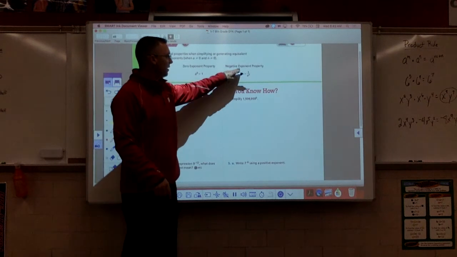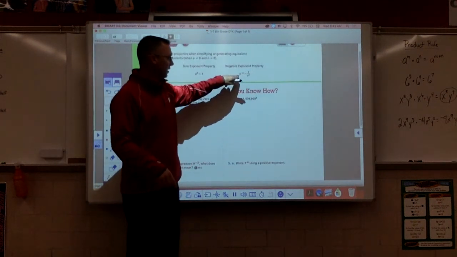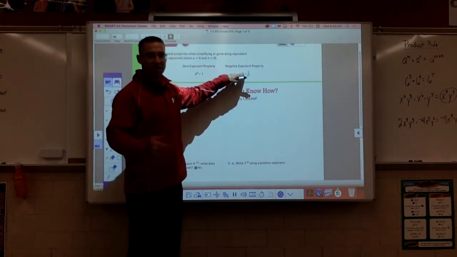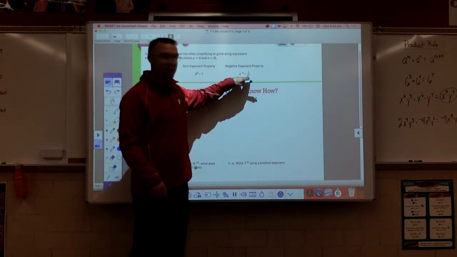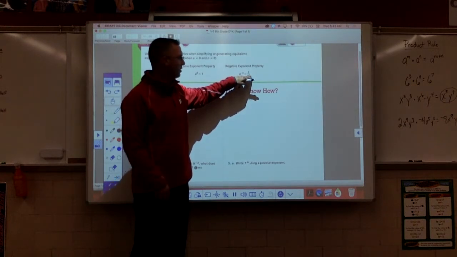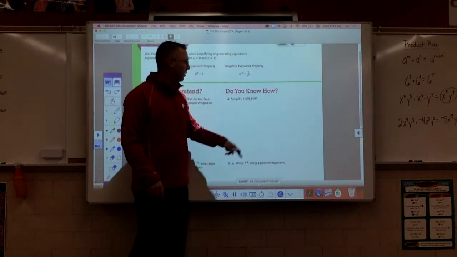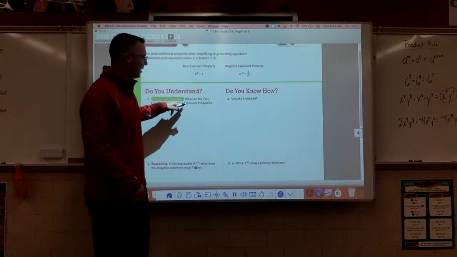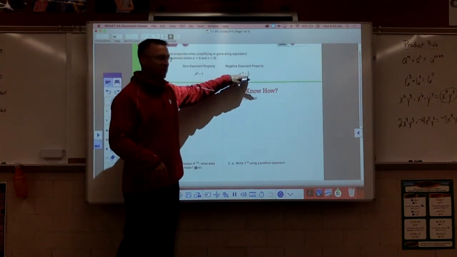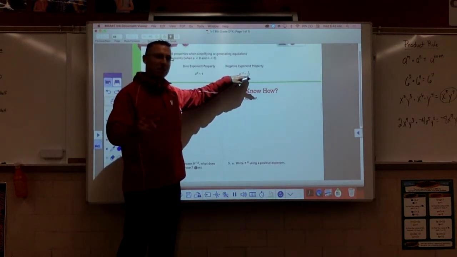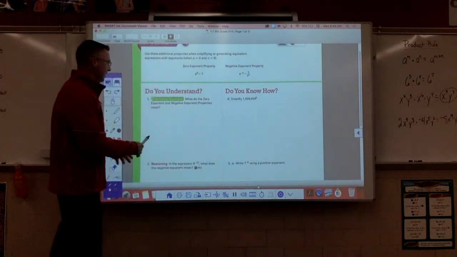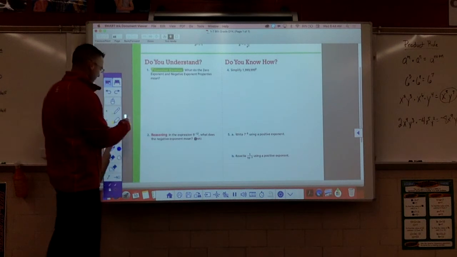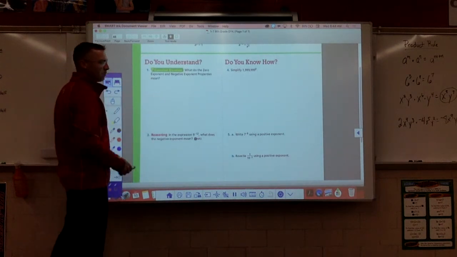Negative exponent property: if any number is raised to a negative exponent, we're placing the base number as the denominator, taking the opposite of that exponent, and having a numerator of 1. Basically, and we're going to explain that in question number 1, that means we're dividing 1 by the base number n number of times. So what do the zero exponent and negative exponent property mean?